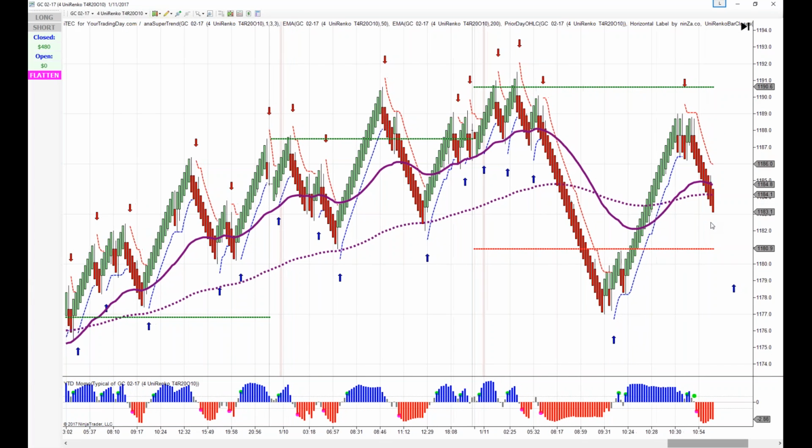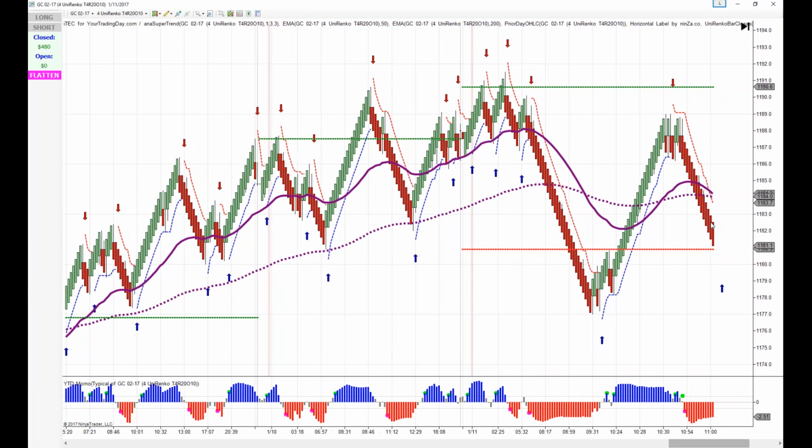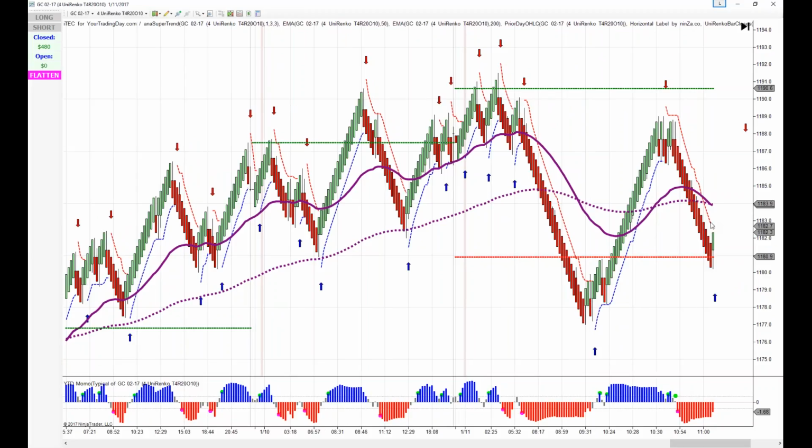And I'm strumming along, and nothing. Now the 50, here's a blue arrow, okay? However, all the bars right now are under the 200 and the 50 moving average. I need the bars to be above the moving averages, okay? That's not the case right now.